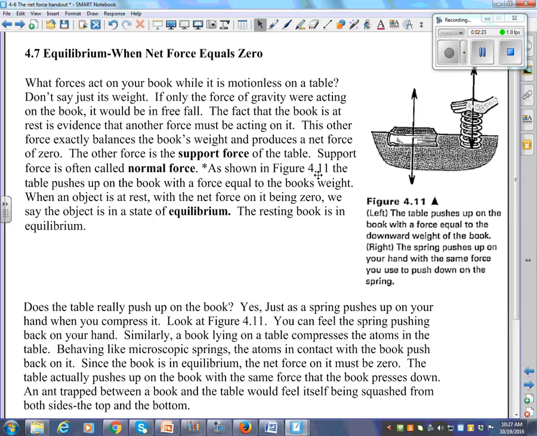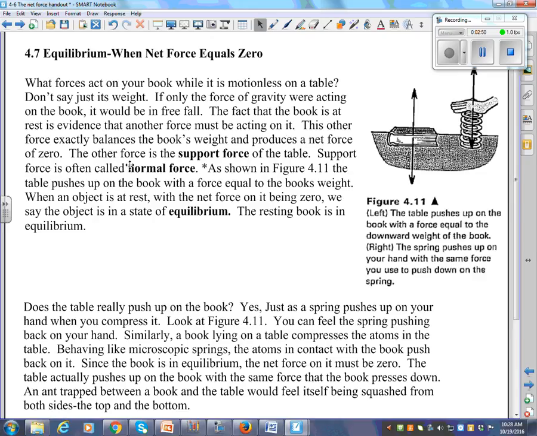So equilibrium is when the net force equals 0. That's the key idea. The net force is 0 because we want it to stay upright. What forces act on your book while it's motionless on a table? Don't just say it's weight. If only the force of gravity were acting on the book, it would be in free fall. The fact that the book is at rest is evidence that another force must be acting on it. This other force exactly balances the book's weight and produces a net force of 0.